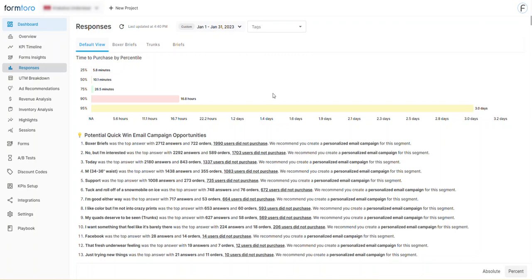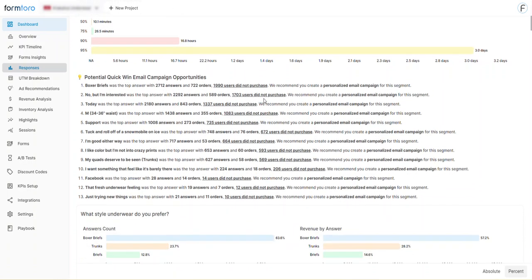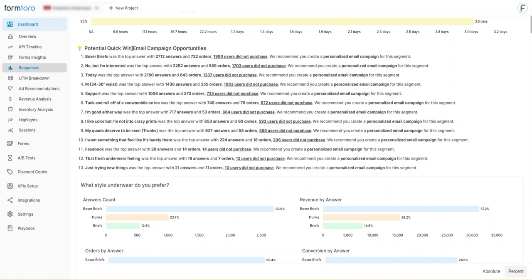So what's that say? It tells us that the welcome series actually isn't that important and that people are just getting that first email and converting for the most part. But that doesn't mean we can't improve our odds. So down here, we're going to look at potential quick winning email campaign opportunities. And these are based on the amount of data that we have collected.